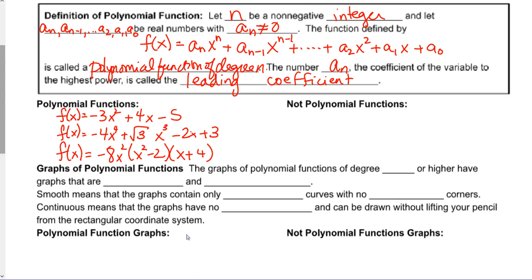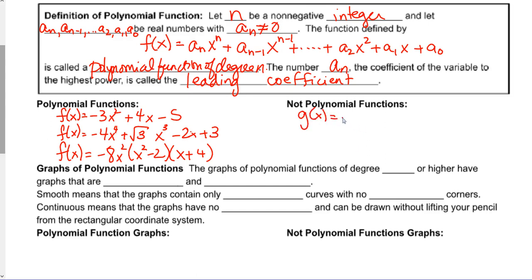Now, notice that we each have positive powers here, all of them positive integers. Doesn't matter if I have a square root in front of this number, it still works. Awfully nice if I have just an integer in front, but it's okay to have these rational numbers. Now, what would not be a polynomial function look like?